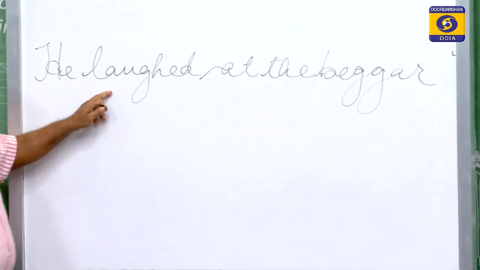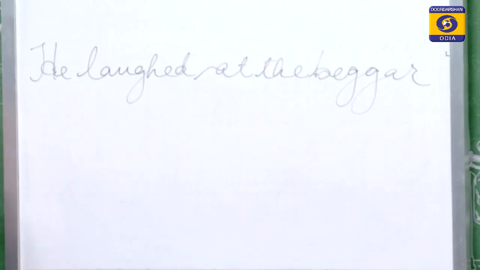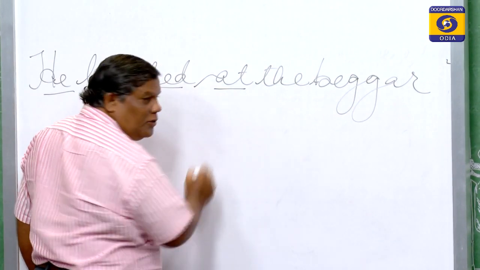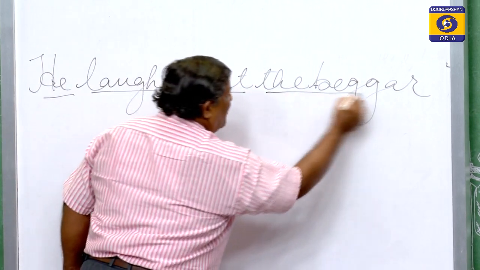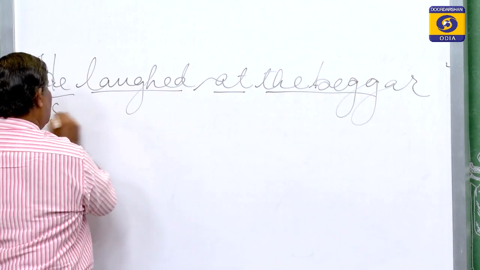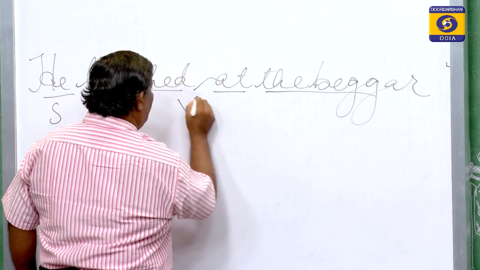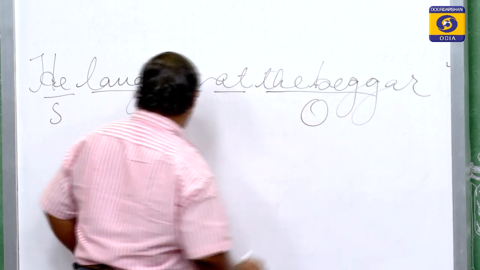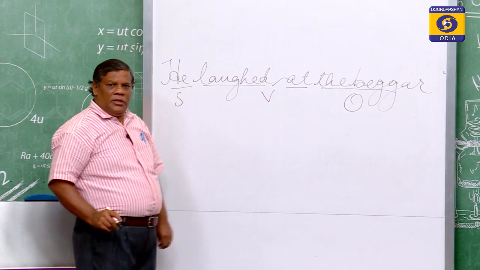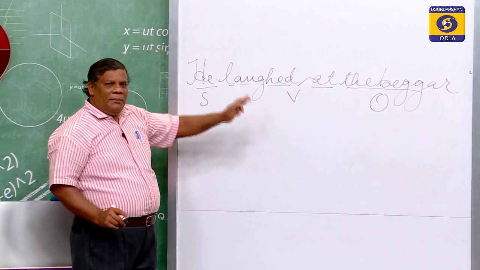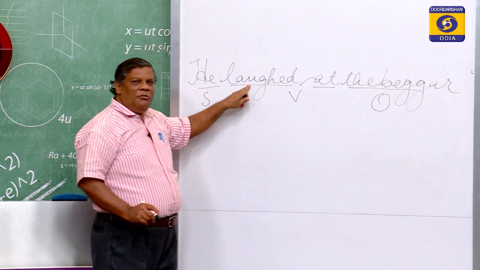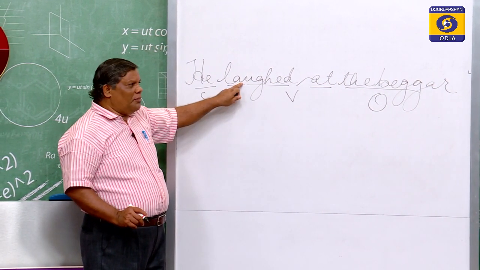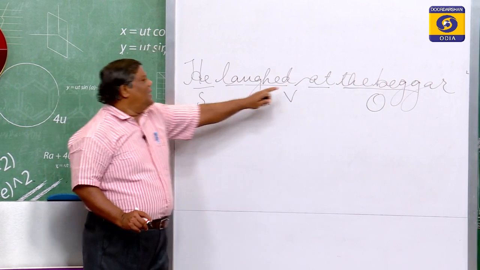He laughed at the beggar. You see, he is the subject, laughed is the past tense verb, at is a preposition, and the beggar is the object. This is a verb phrase, and this is the object. SVO form, subject verb object. Now make it passive. It is past tense, and when we make it passive, the beggar, it is past tense, therefore the beggar was laughed, then at.